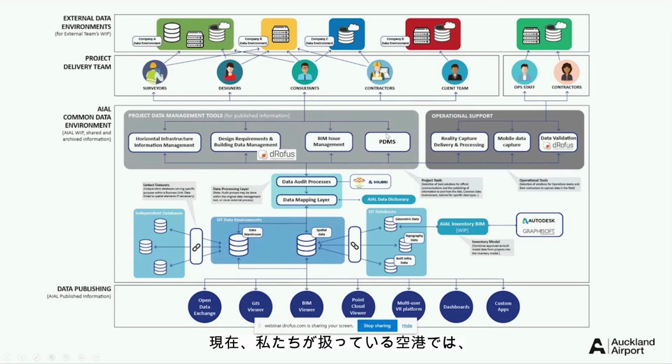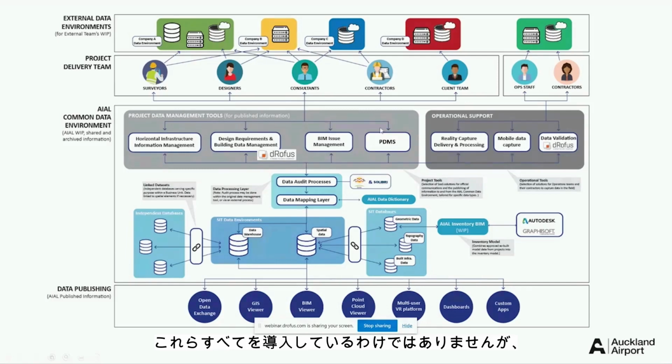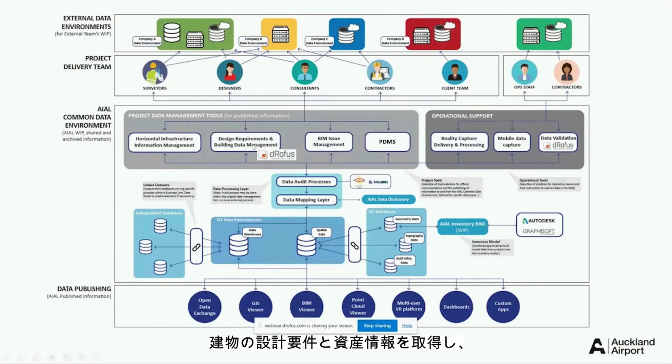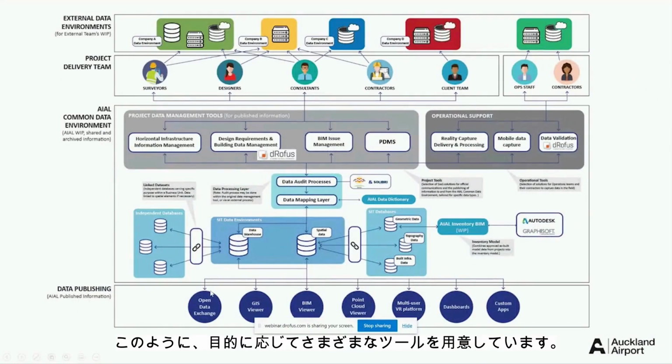So for the airport, currently we don't have all of these in place, but we have a project document management system, and now we're going to have dRofus, which we're just implementing. The idea is that dRofus will capture building design requirements and asset information, and our project document management system captures the raw PDFs, native files, and IFC files. These then feed further into our own auditing processes, and then to our storage systems, and then out at the bottom here we have our different viewers. So we have a lot of different tools for different purposes.